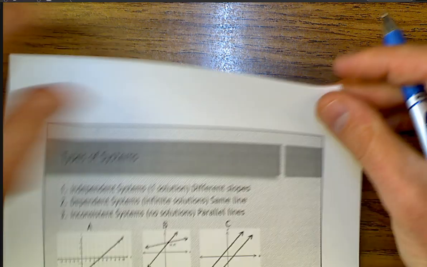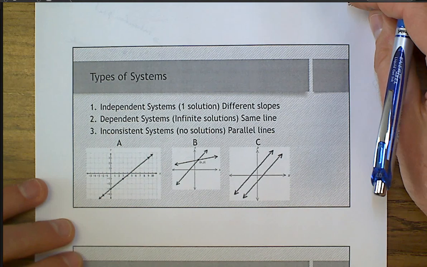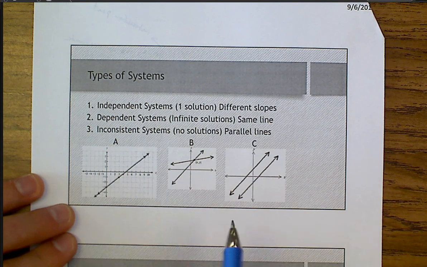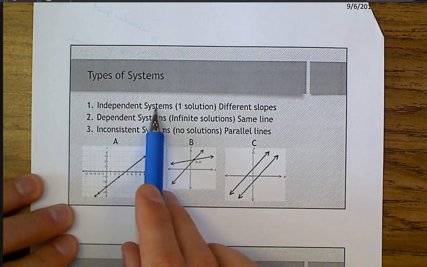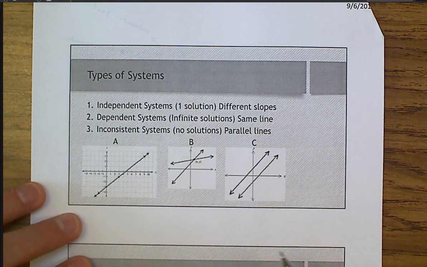And let's talk about some different situations that you may see when you do the assignment and what solutions they will yield. So we have three situations here. The first one's called an independent system. When you have an independent system, that's where you have one solution. That's what we had on the last page, okay?